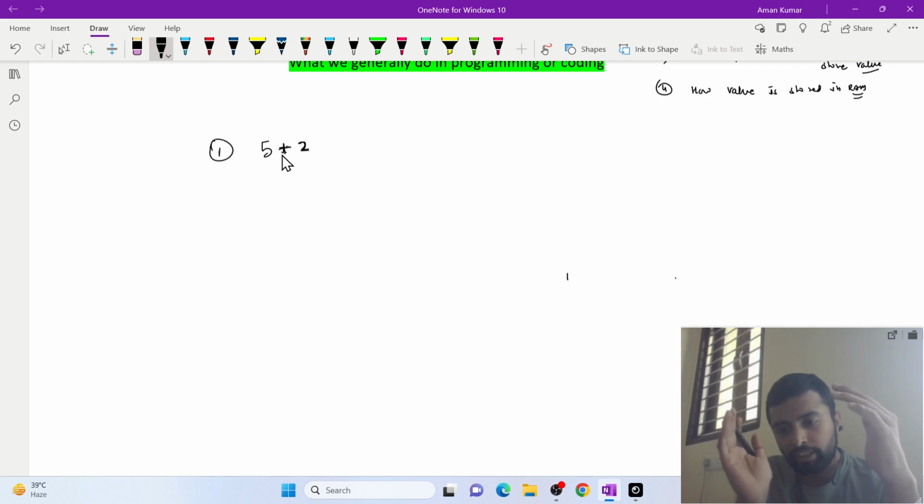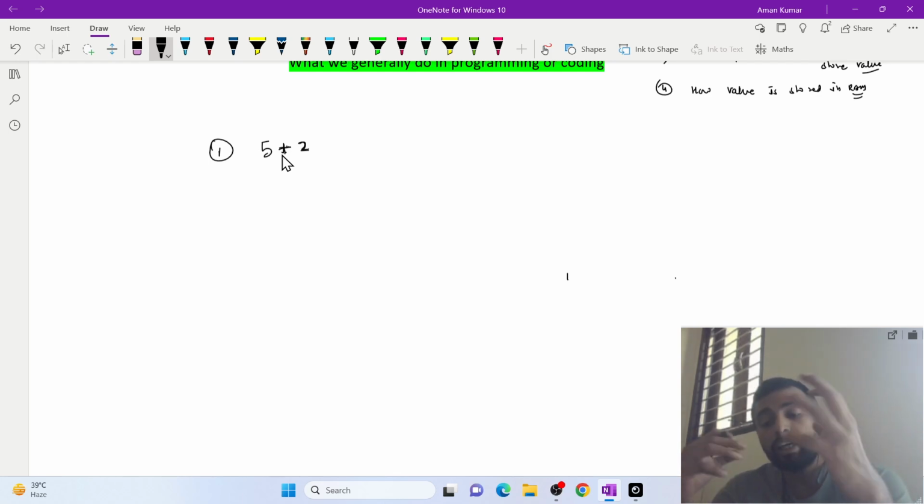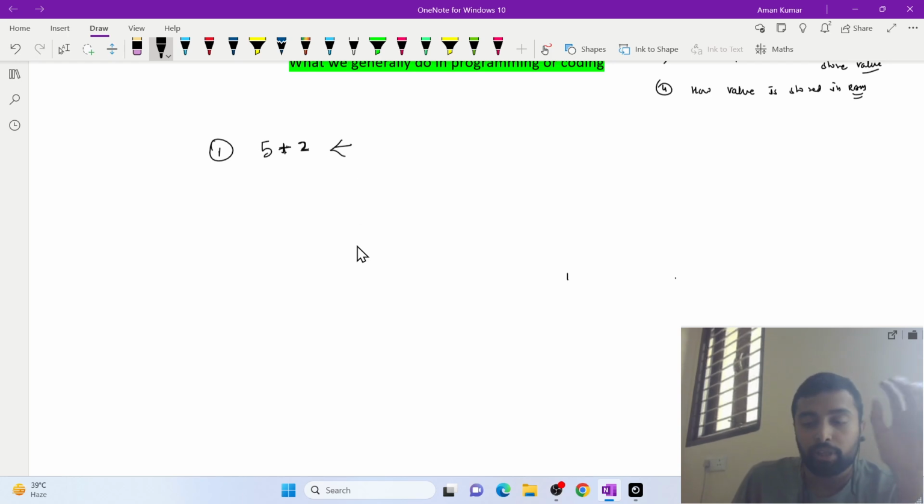So we have understood that while writing code, we mostly do some operation. This type of operation, 5 plus 2, is what a coder or a programmer does. The whole goal is to write code for the computer, so that the computer can understand. But before explaining how the computer will understand this operation, we have to understand how a human performs this operation.